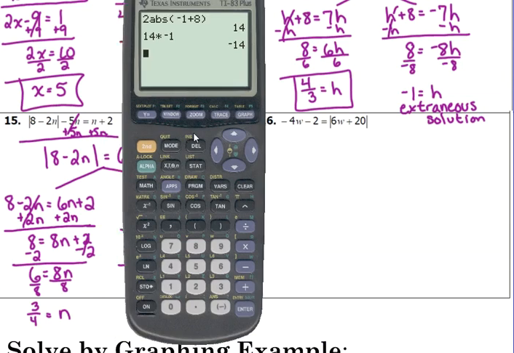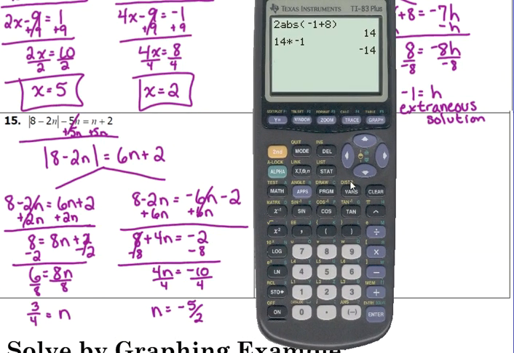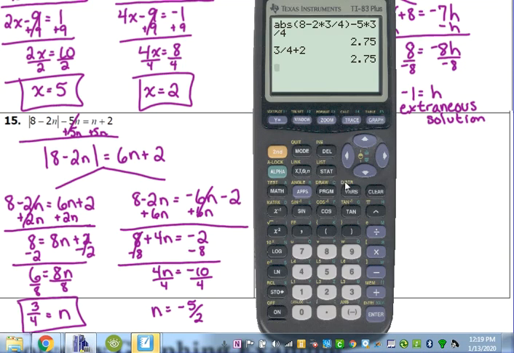Particularly when you get negative answers, it is not a guarantee by any means that it's going to be extraneous, but there's a better chance that it's going to be extraneous, but you still need to check both answers. So plug in 3 over 4, make sure you close your parentheses before you do the -5 times 3 over 4, and then 3 over 4 plus 2. We get the exact same decimal, so 3 over 4 is a solution.